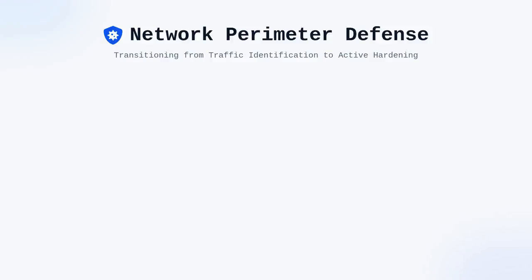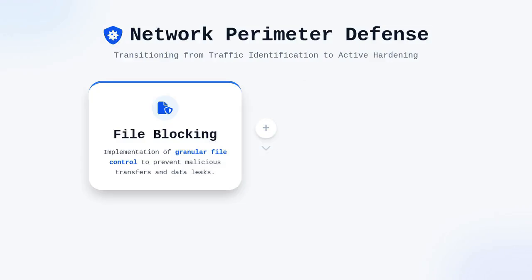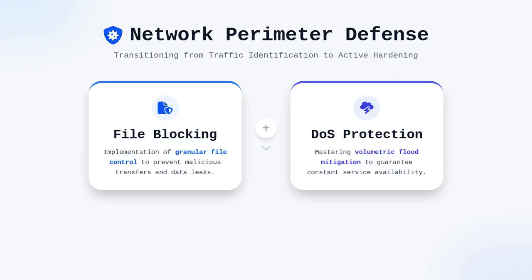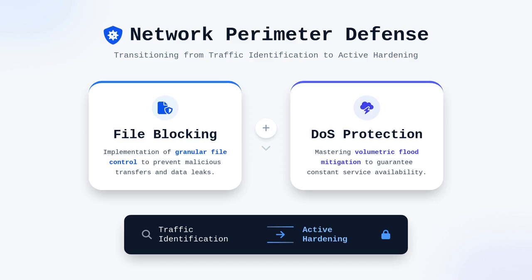Welcome to our exploration of file blocking and denial of service protection, where we transition from identifying traffic to actively hardening our network perimeter. In this chapter, we will master the mechanics of granular file control and volumetric flood mitigation.